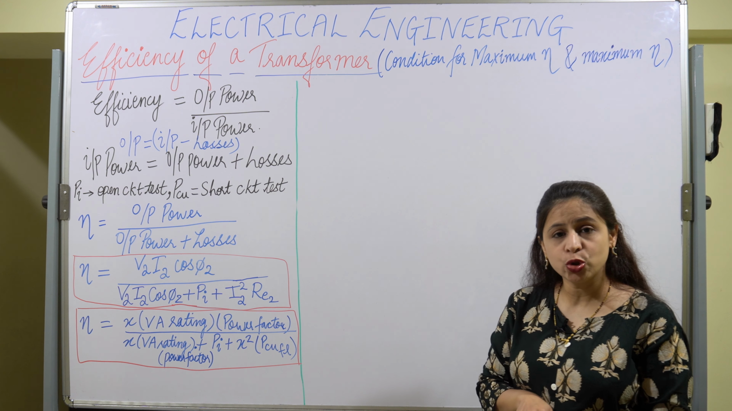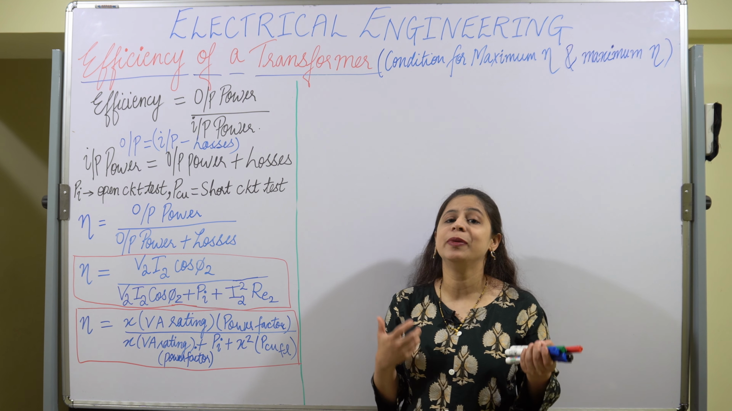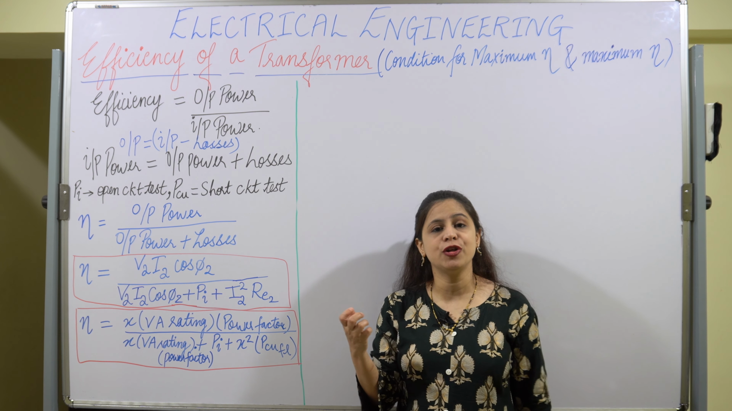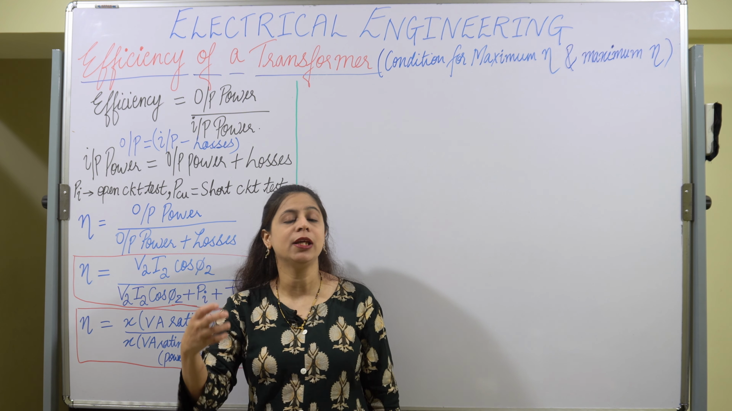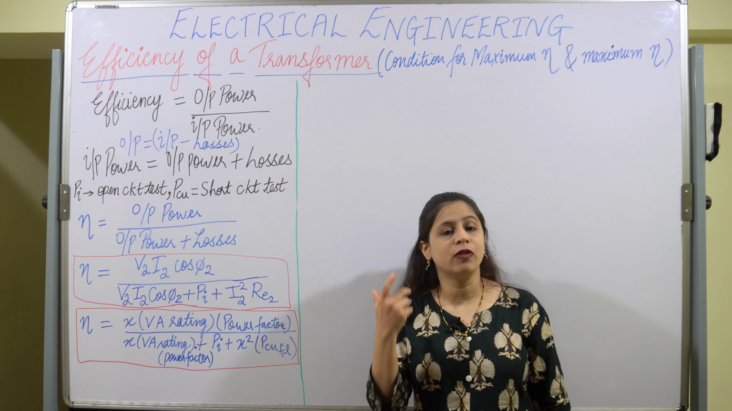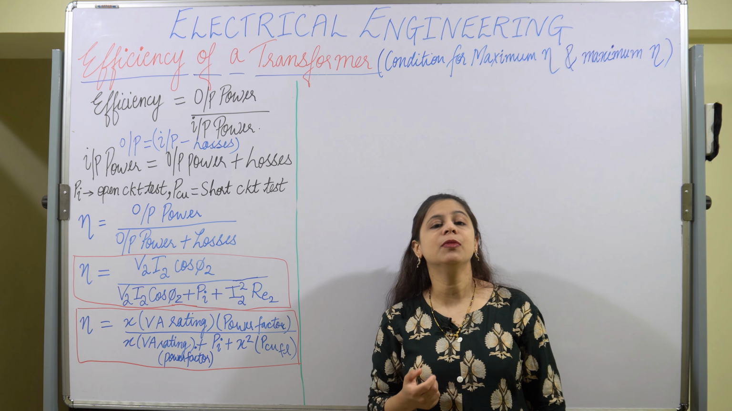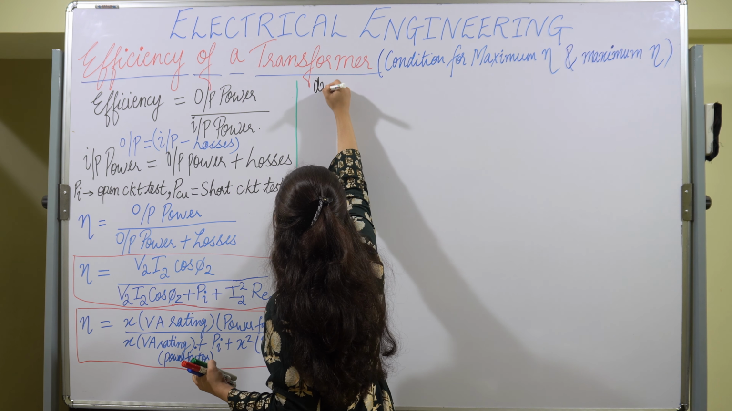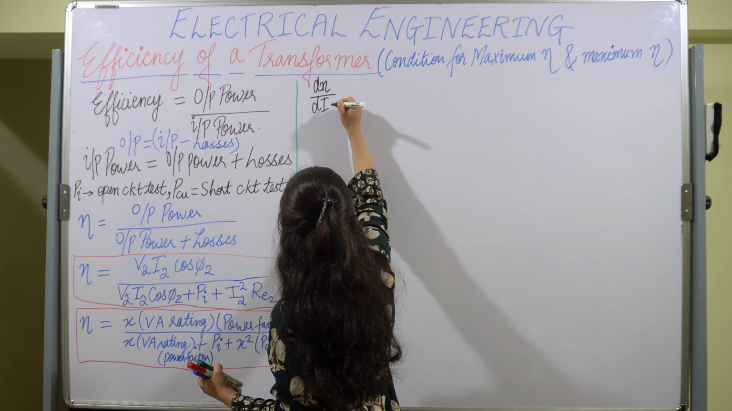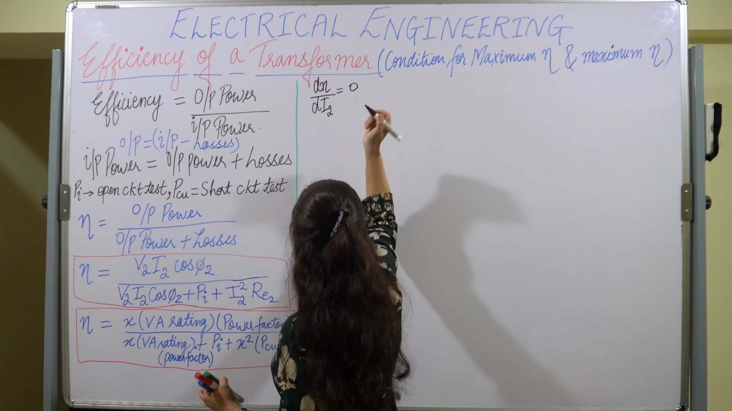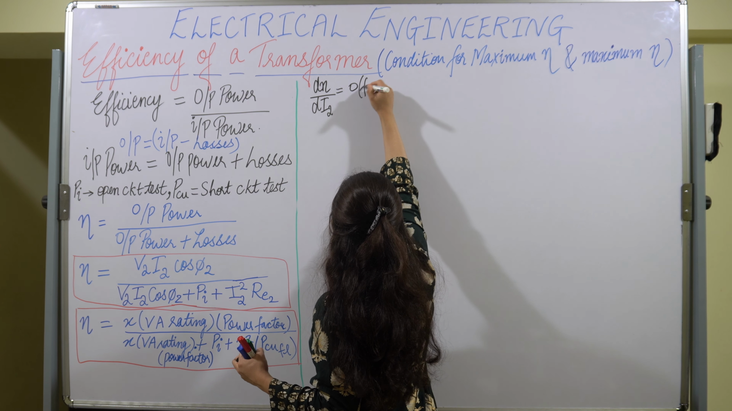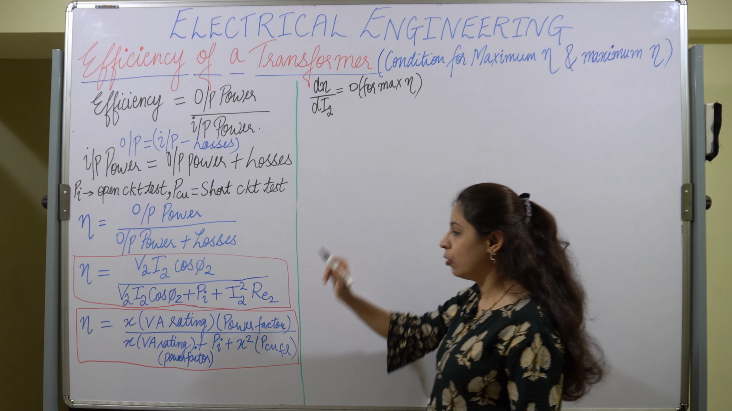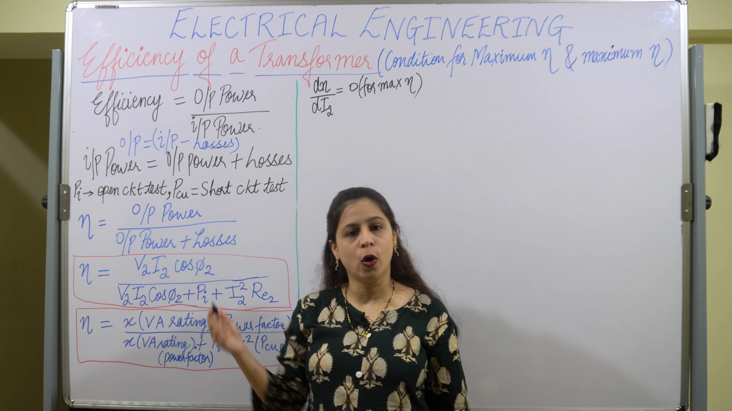So we will be differentiating it and equating it to 0, because in order to get a maximum value, the differential should be equated to 0. Then we will get the condition for the maximum efficiency. It is to be 0 for maximum efficiency. Now this is in the form of U upon V.